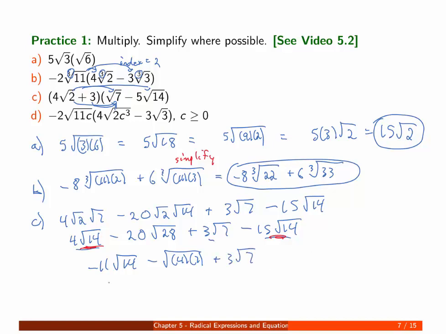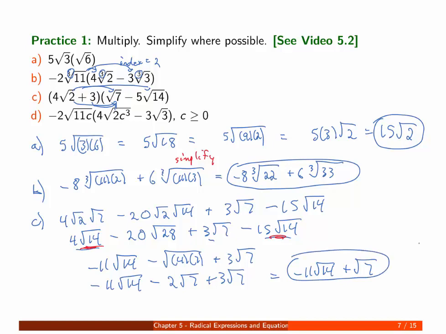Okay, let's keep going. We're not done yet. I think root 14 will be as simplified as it can get. But this one will come out to be 2 root 7 plus 3 root 7, which equals, so you're going to have negative 11 root 14. And then you're going to have plus root 7. That might be the limit. Okay, there are no perfect squares that go into 14. Okay, and I think that's it. That would be the end. Okay?